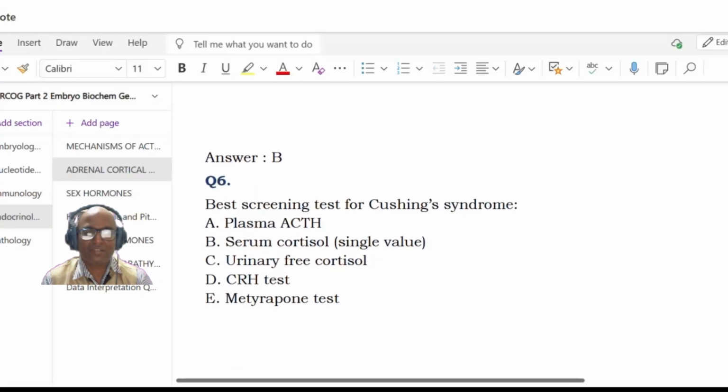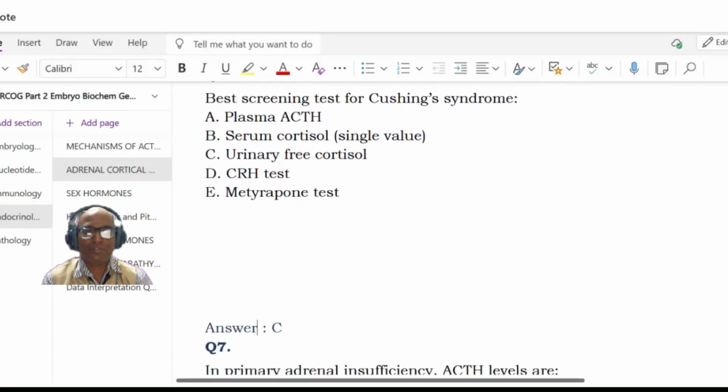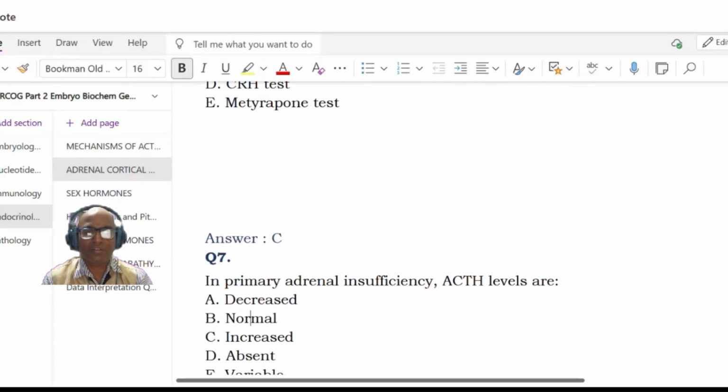Question six, the best screening test for Cushing syndrome is: A. Plasma ACTH, B. Serum cortisol, C. Urinary free cortisol, D. CRH test, and E. Metyrapone test. So the answer is C, urinary free cortisol. Cushing syndrome, urinary free cortisol. Next.